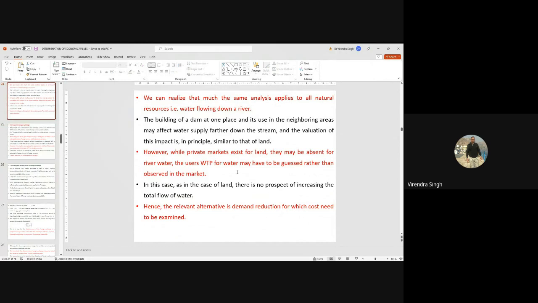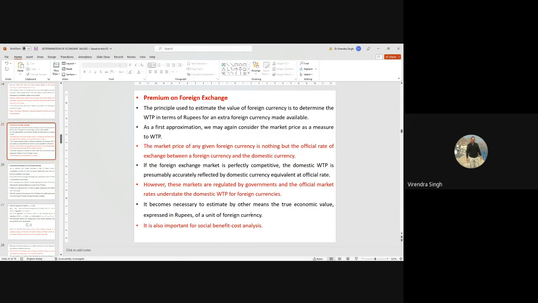And the building of a dam. In this case, as in the case of land, there is no prospect of increasing the total flow of the river. Hence, the relevant alternative is demand reduction, for which the cost needs to be examined. Demand can be reduced, for which the cost being examined is an alternative actually.